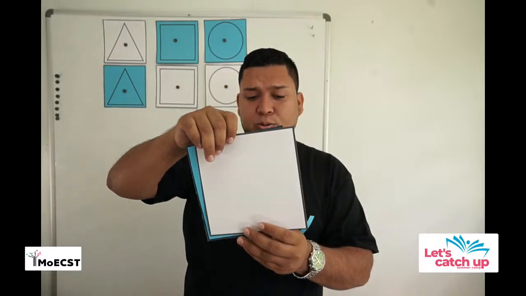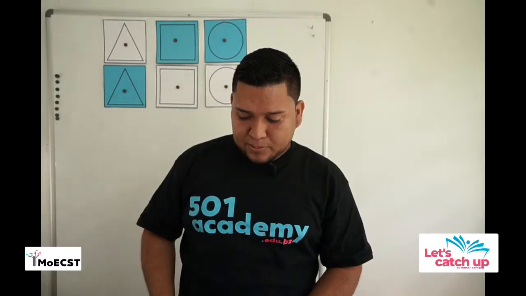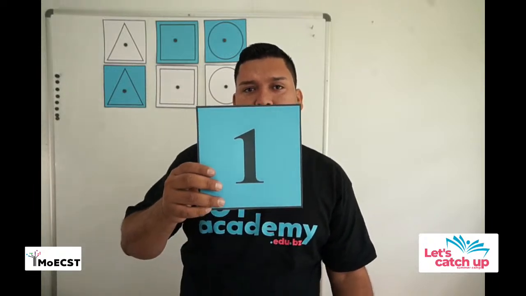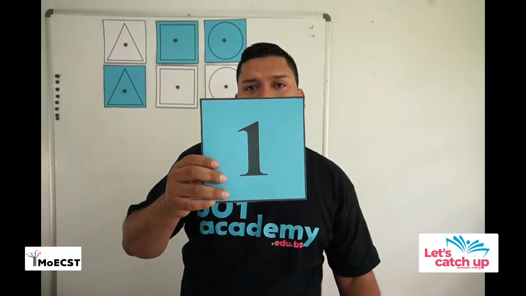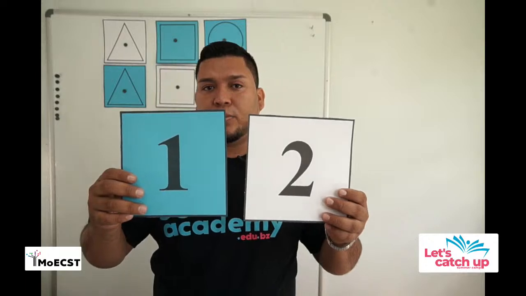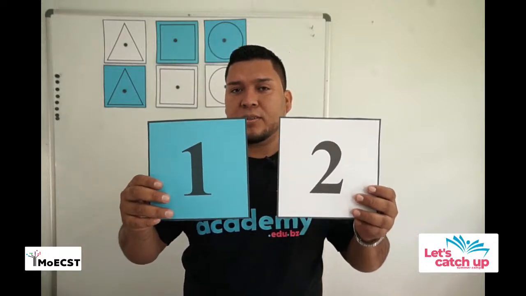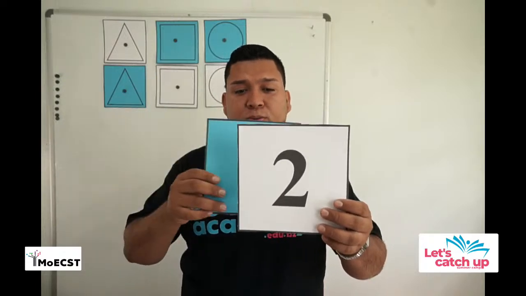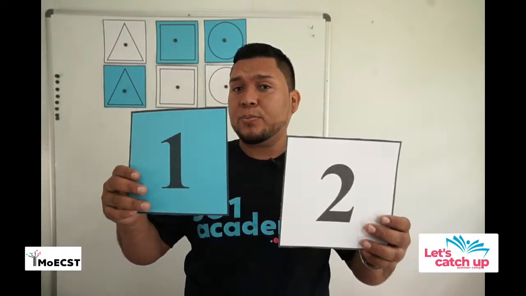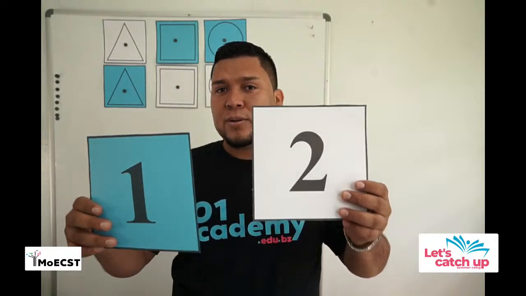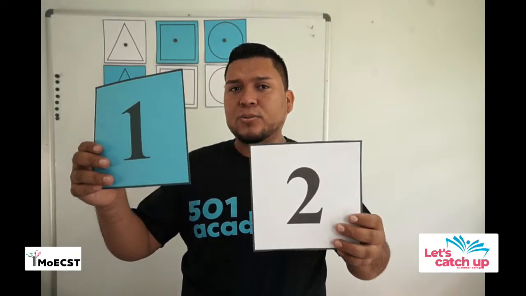You guys should be doing this as I'm explaining. You might have noticed also that there are some number tiles. Some of the tiles have numbers on them. Some are blue, some are white. So you might want to sort out the number tiles. It's up to you. You decide. I'm giving you the freedom to decide how you want to sort them. Do you want to sort the number tiles?